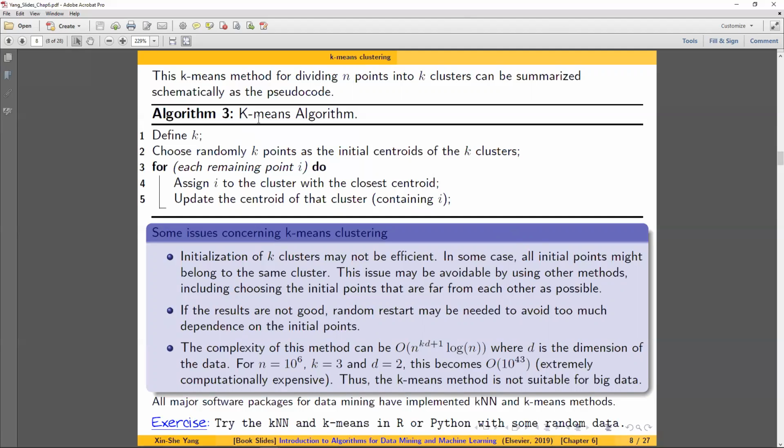So what it does is it defines a k, and chooses randomly k points as the initial centroids of the k clusters. In the example that we just have, if we have 3 clusters, then we randomly select k points, and then for each remaining point i, assign i to the cluster with the closest centroid and update the centroid of that cluster.